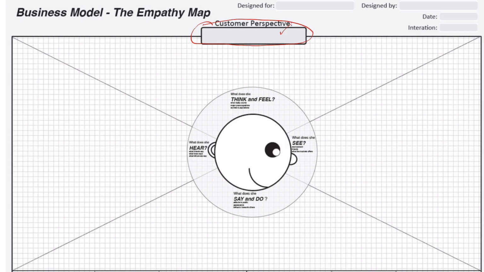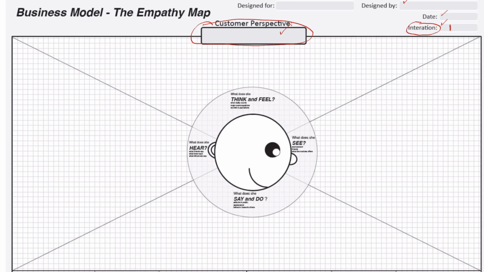Over here, you can keep track of design by, the date, and the iteration. I really do like this particular piece on iteration, because a lot of times you're doing this multiple times, especially if you're constantly interacting with customers. Because you can have multiple different customer empathy maps out there, it's always helpful to know which one's the most recent one, right? So if you name this iteration 1, and then you have 2, and then 3, then 4, it's helpful to keep track of them for that reason.